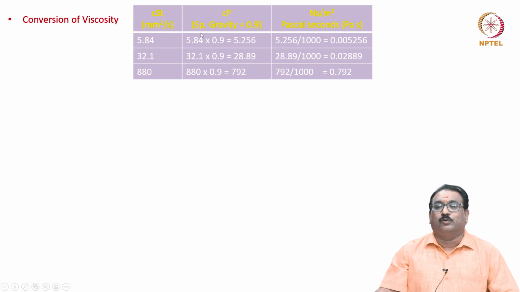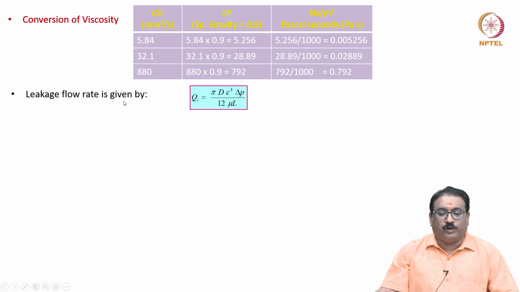Now viscosity, as I have told you, is given in cSt, kinematic viscosity. I am converting it into centipoise by multiplying with the specific gravity of the fluid, assumed to be 0.9. Then I am converting into the SI unit, Newton second per meter square. Newton per meter square is a Pascal, and second is s, so I am writing Pascal second. To convert, after getting this, divide by 1000.